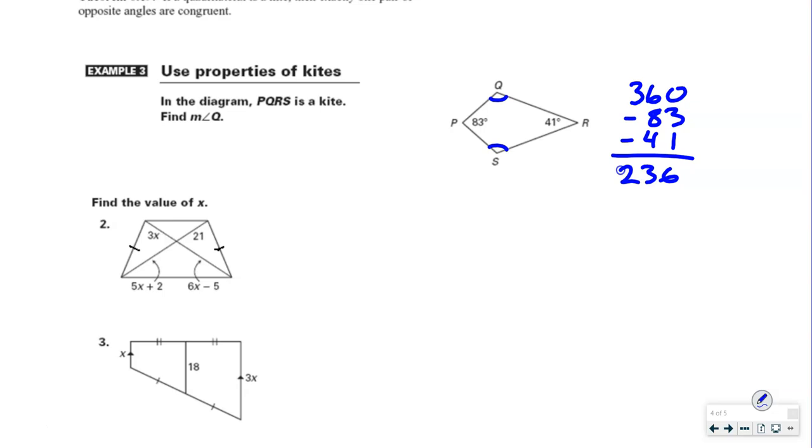And since they're the same, I can just divide that by 2. So angle Q equals 118 degrees, and so does angle S. Both of those equal 118 degrees. So we took 236 and divided by 2.